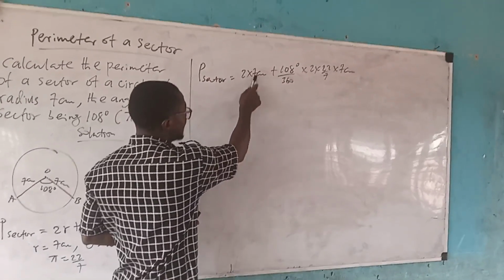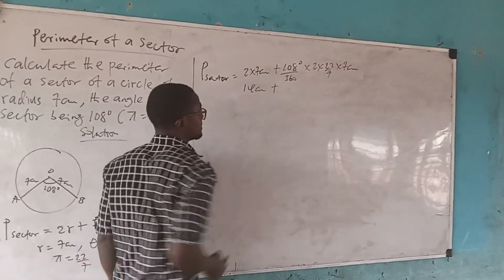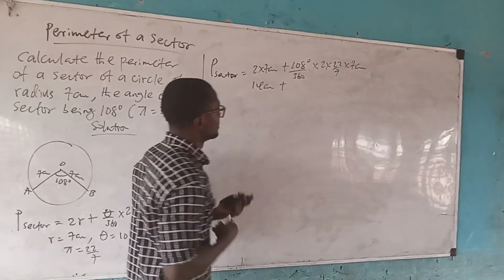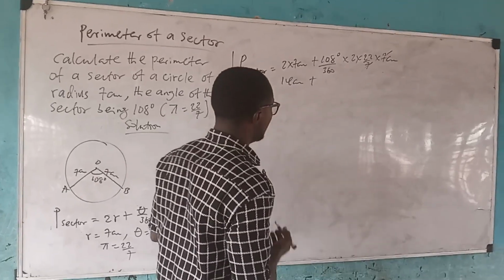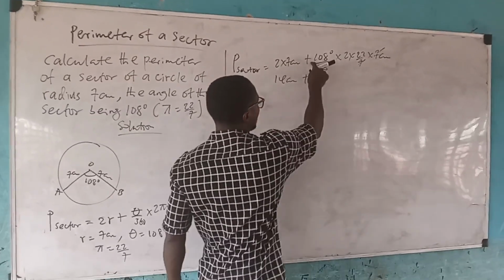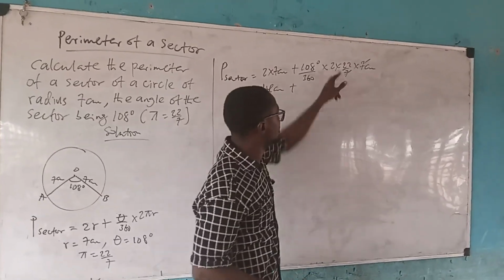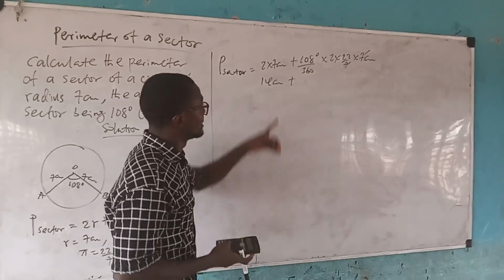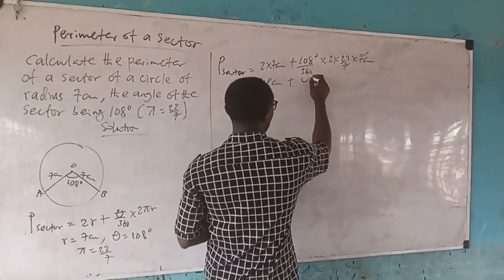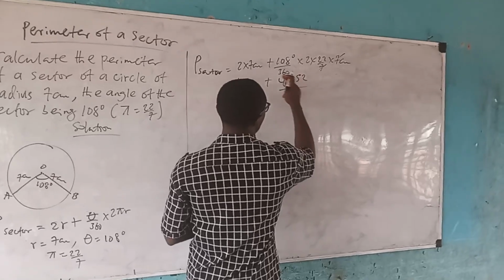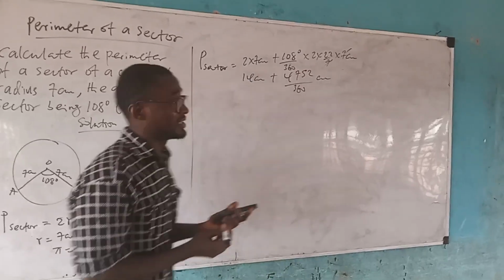Having 2 times 7 centimeters gives us 14 centimeters, plus. Now we are going to factor this out. 7 can cancel out this 7. So what are we left with? 108 times 2 times 22, right? So that will be 22 times 2 is 44. So we have 44 times 108, that gives us 4752 over 360, and this is in centimeters, right?